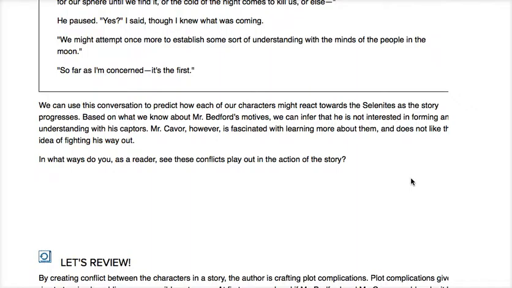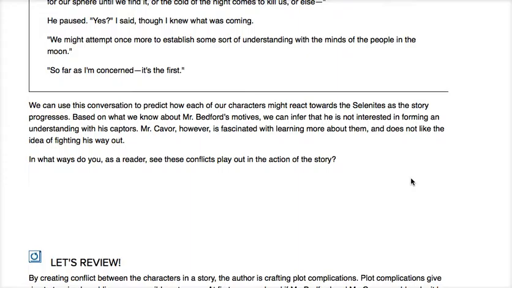We can use this conversation to predict how each of our characters might react towards the Selenites as their story progresses. Based on what we know about Mr. Bedford's motives, we can infer that he is not interested in forming an understanding with his captors. Mr. Caver, however, is fascinated with learning more about them and does not like the idea of fighting his way out. In what ways do you, as a reader, see these conflicts play out in the action of the story?